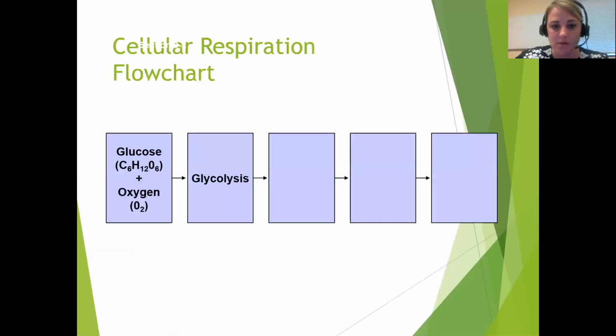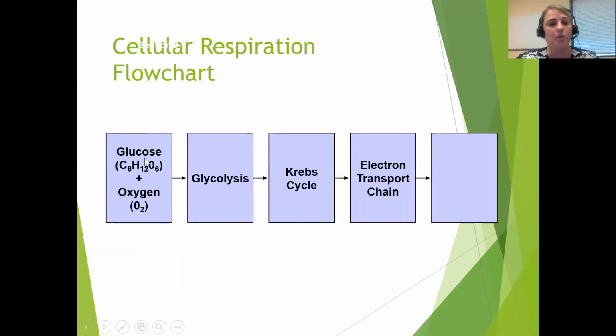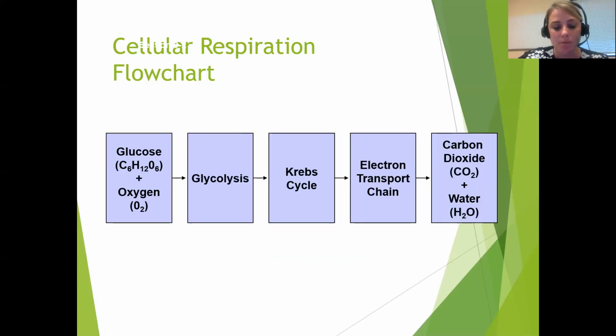All right, so let's do a little flow chart. What's happening? We're going to start with glucose and oxygen. The first step of aerobic respiration is going to be glycolysis. We're going to get 2 ATP. We enter into Krebs. We're going to get 2 ATP. And then we enter into the electron transport chain where we get 32 ATP. And then our final products of cellular respiration are going to be carbon dioxide and water, which are going to be the reactants in photosynthesis. So it's important to remember that photosynthesis and cellular respiration are reliant on each other.